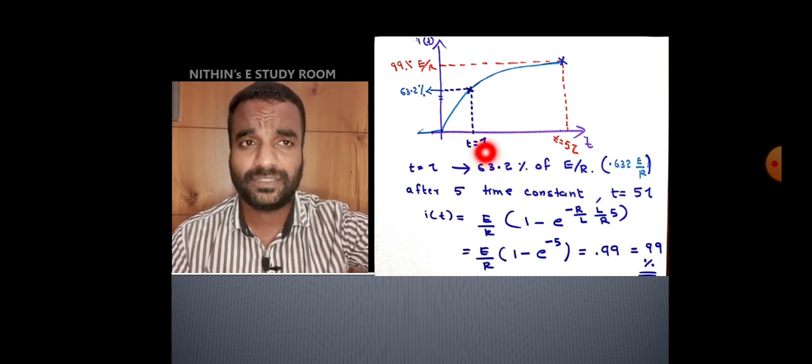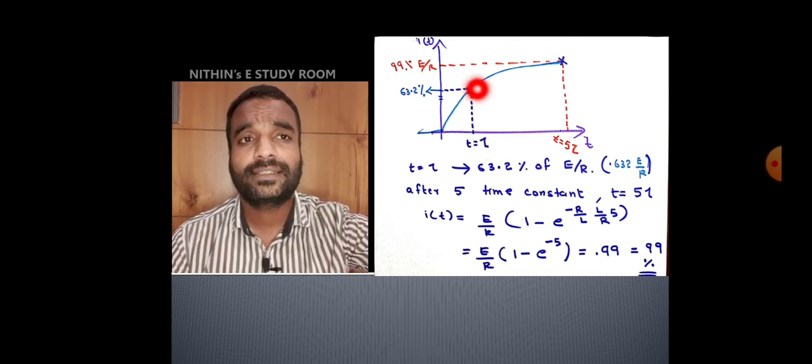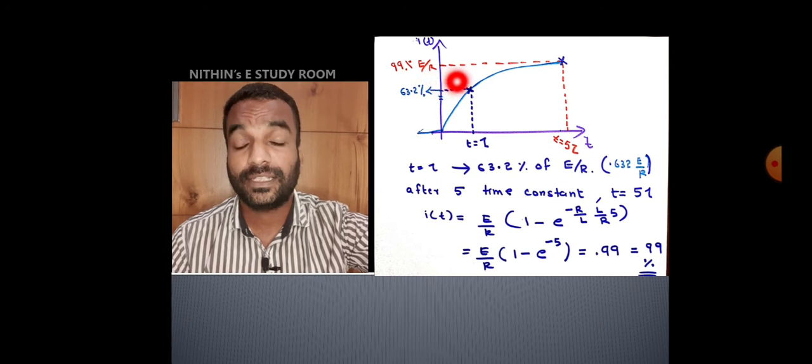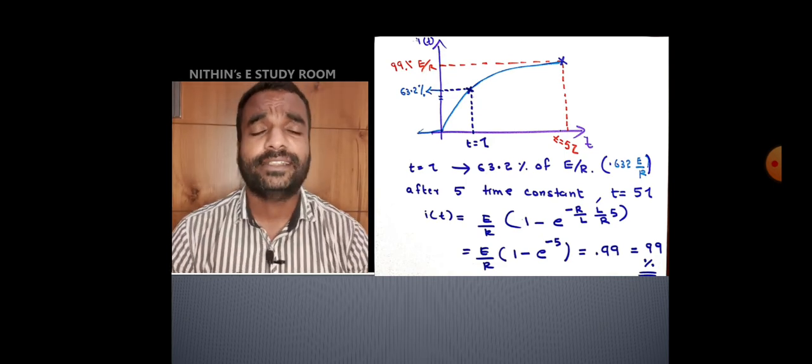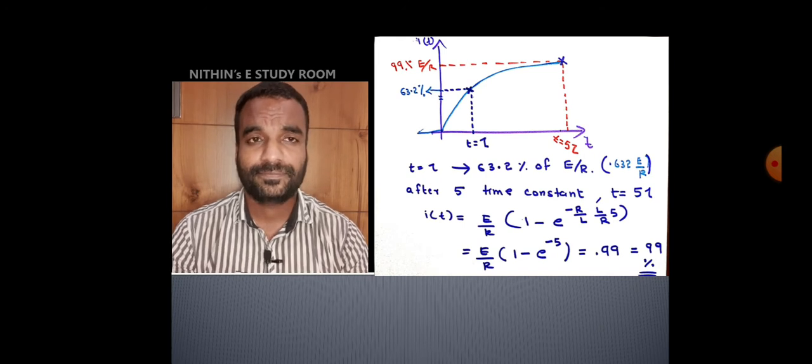I don't know the specific numerical values for that. Anyhow, for that condition, its output will reach 63.2% of final value E by R. Now substitute t equal to 5 time constants.